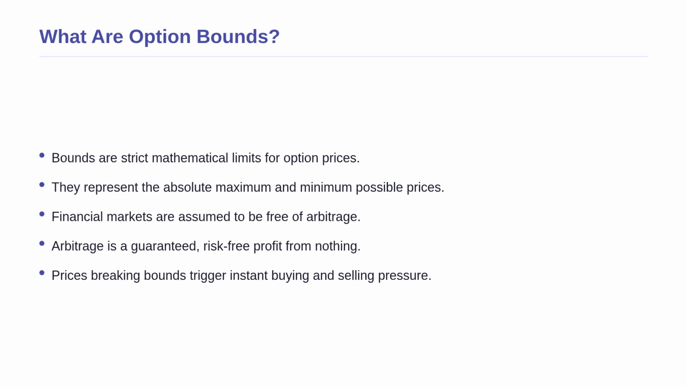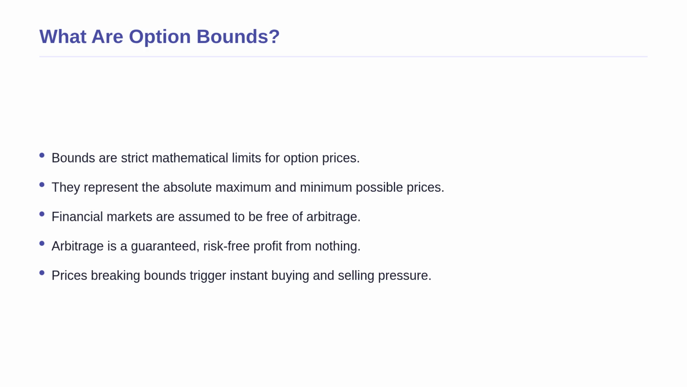In mathematical finance, bounds on option prices refer to the strict mathematical limits within which the price of a call or put option must stay. A call option gives you the right to buy an asset, while a put option gives you the right to sell it. But why do these limits exist?